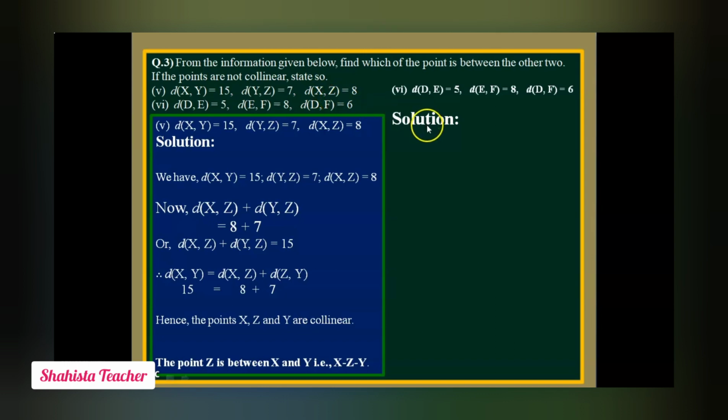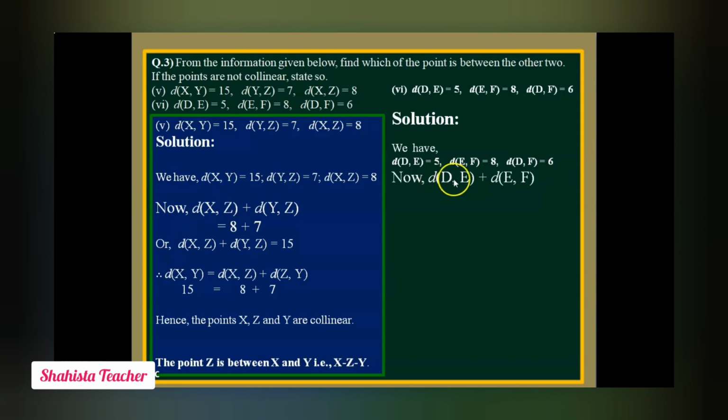So here we will write the statement. First we will write here the given values. So distance of D comma E is 5, distance of E comma F is 8, and distance of D comma F is 6. So here we have all these values. After this, now what we have to do? Distance of DE plus distance of EF. That means 5 plus 8 is equal to 13. But this 13 is not equal with this 6. So this is not collinear.